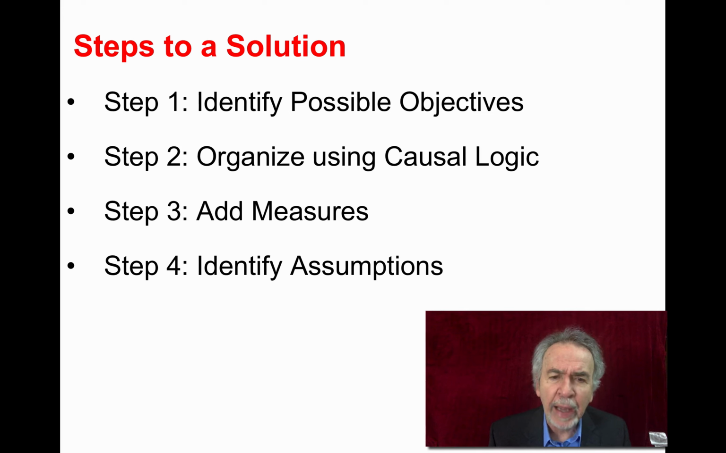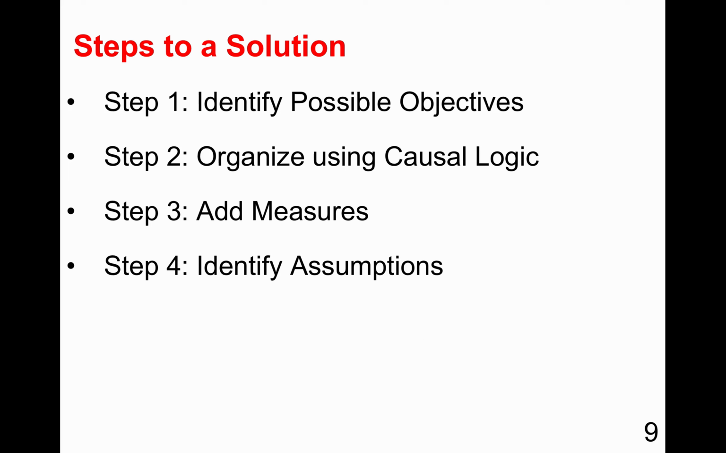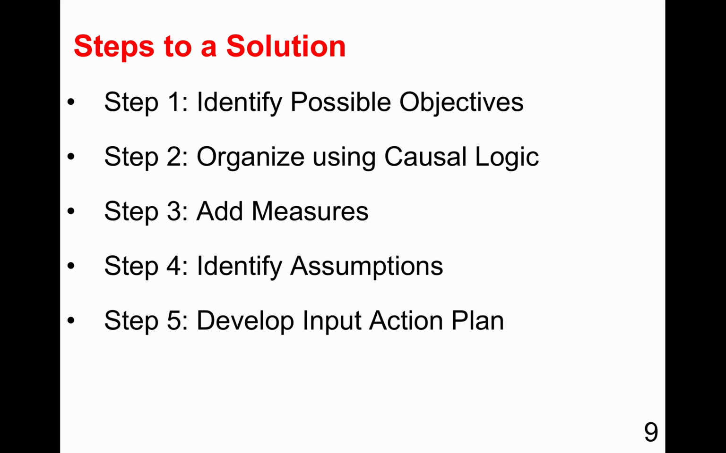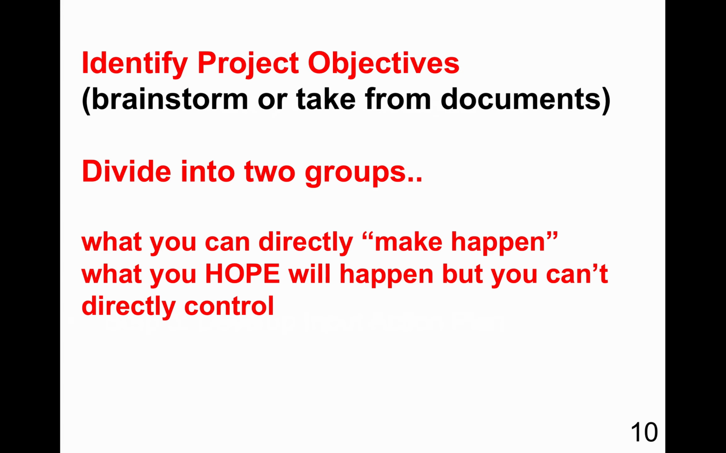Then identify and add assumptions. Assumptions are the jumping off point to risk mitigation. Next, to develop the input action plan. And it's my experience that a lot of teams prematurely jump to the input action plan because there's comfort in a Gantt chart.